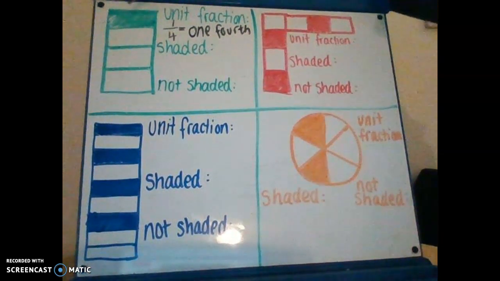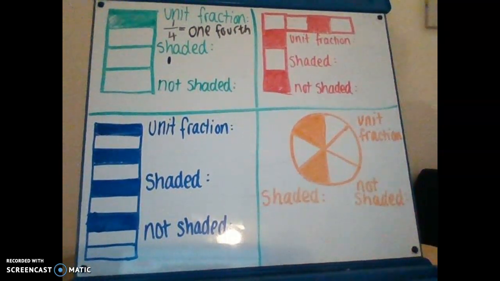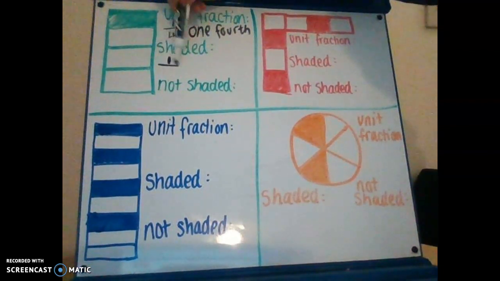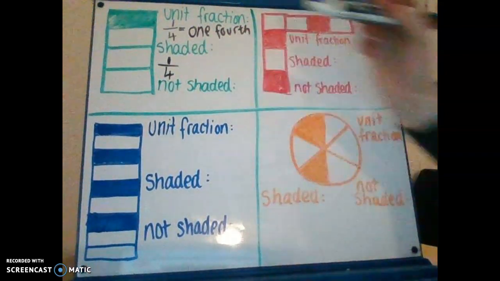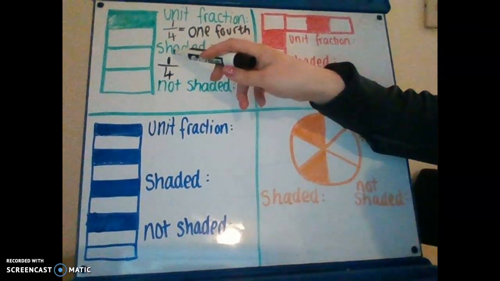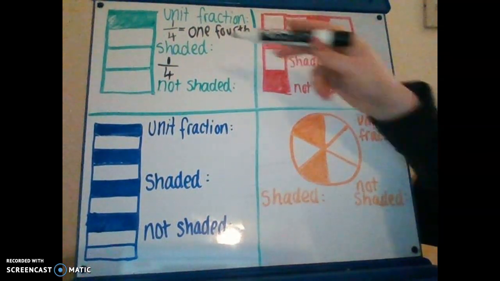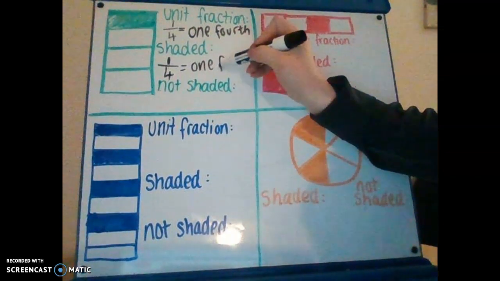Now the shaded parts, there's only one shaded, that's what we're counting. Our numerator is the number that's being counted for. One of them is shaded, out of the 4 equal parts. So our denominator is 4. We have 4 for our denominator, 1 for our numerator. So our shaded is also 1/4.